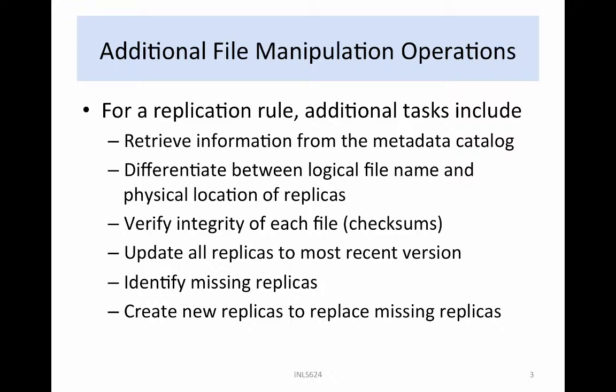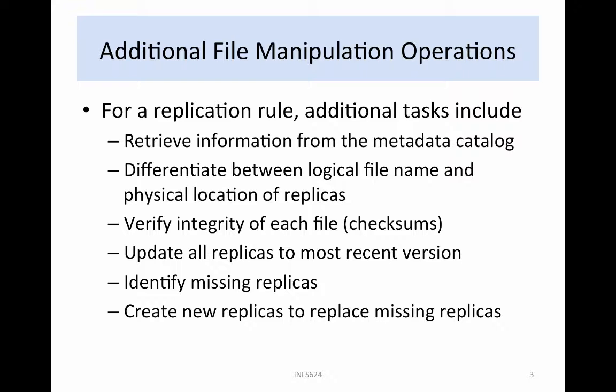The virtualization mechanisms enable rules to retrieve persistent state information from the metadata catalog independently of the storage locations, differentiate between logical file name and the physical location of replicas, verify integrity of each file through checksums saved in the metadata catalog, update all replicas to the most recent version by keeping track of modified copies, identify missing replicas through queries on the metadata catalog and operations on the physical files at the storage locations, and create new replicas to replace missing replicas. This list of additional operations is targeted at integrity.